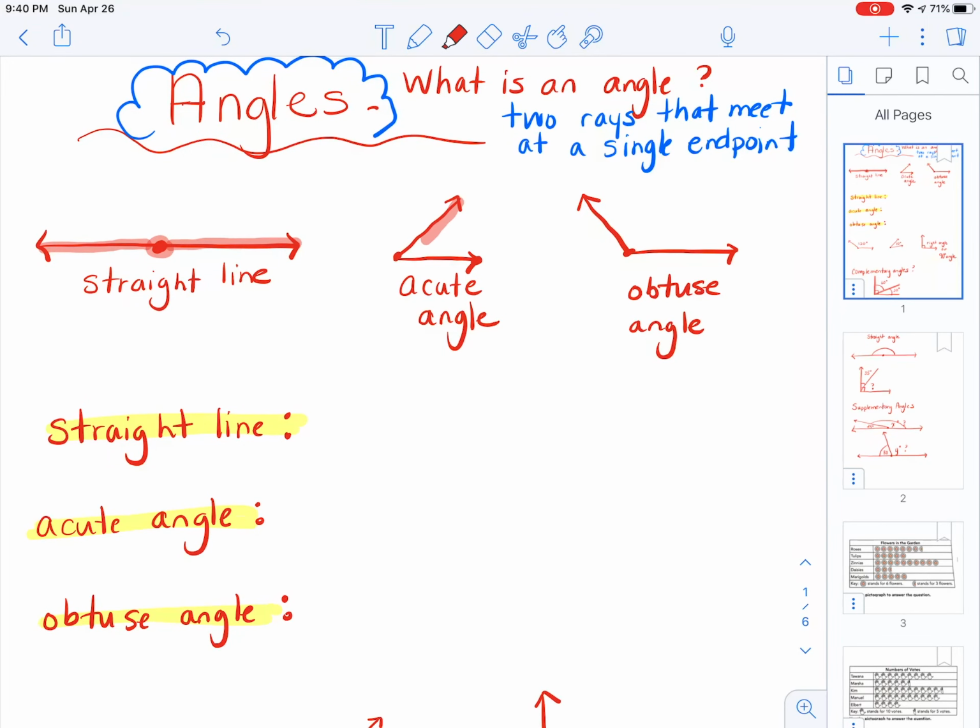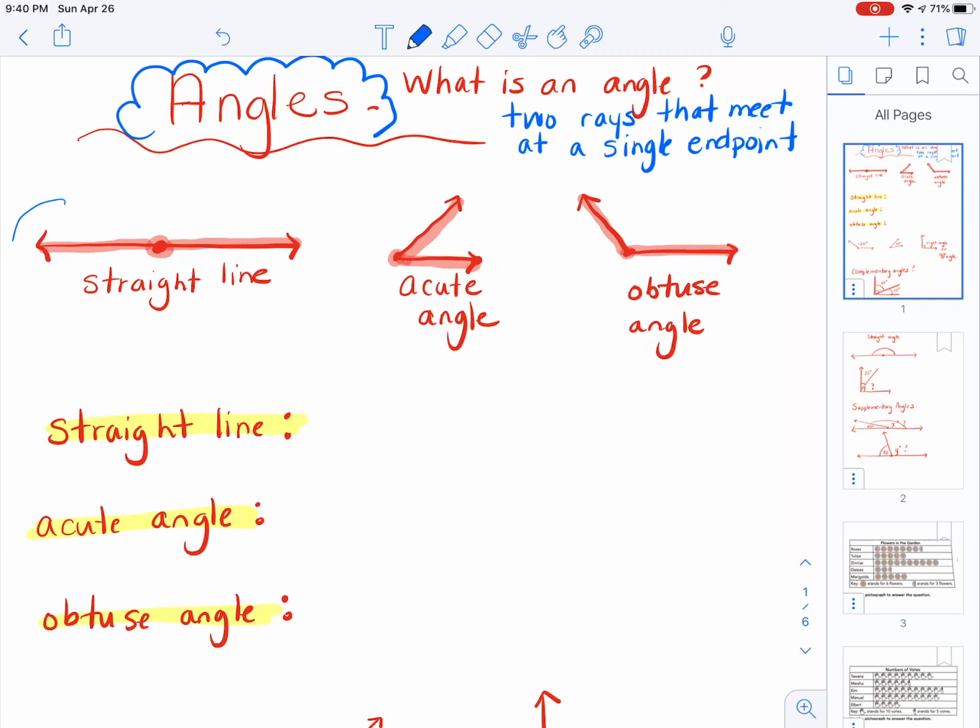This is an acute angle. There's one ray and one ray. So two rays that come together at one single endpoint makes an angle. And an obtuse angle, there's one ray and there's a ray. So two rays that come together. Now let's talk about the definition for each of these.